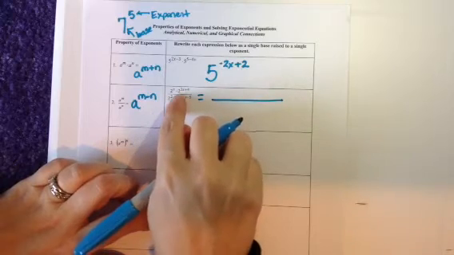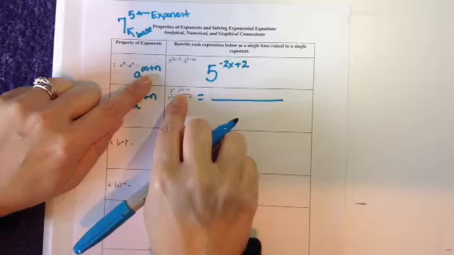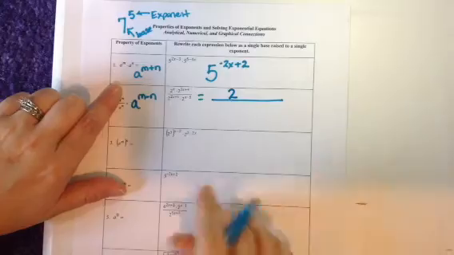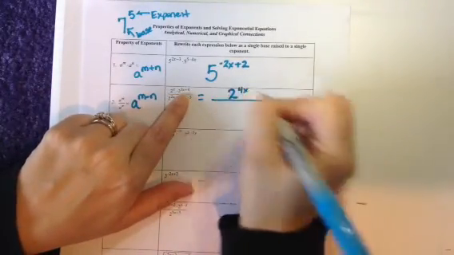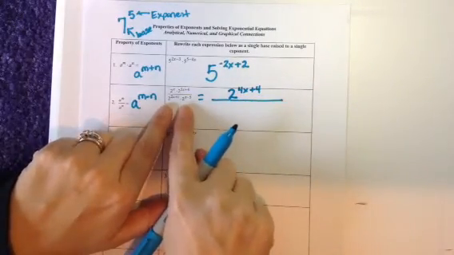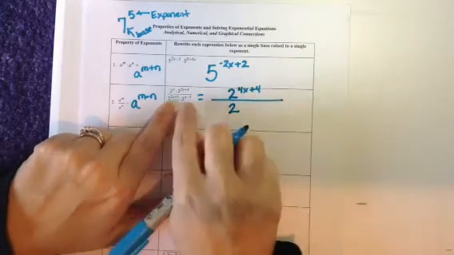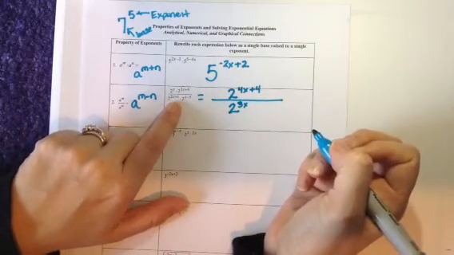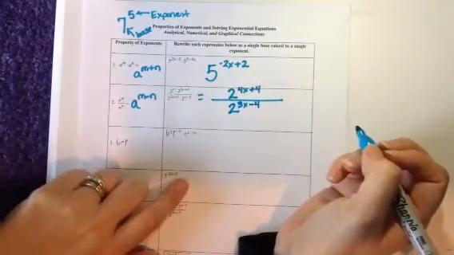2 to the x times 2 to the 3x plus 4. According to property number 1, I need to add their powers and put them above the same base. So my base is 2. x plus 3x is going to be 4x, and then plus 4 because there are no like terms for the constant. Alright, the denominator is going to be 2 because it's the same base. 2x plus x is 3x, and then 1 plus a negative 5 is a negative 4.